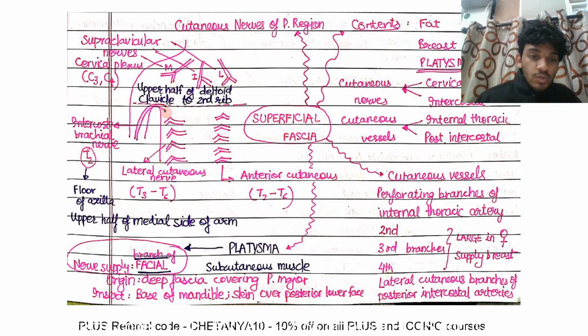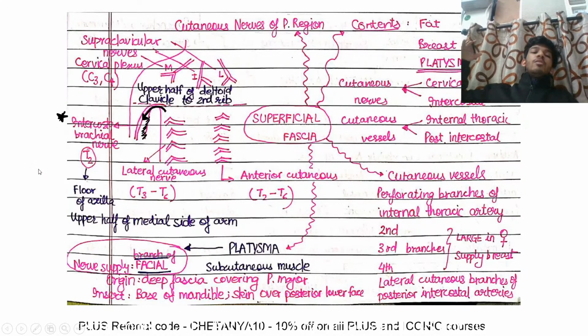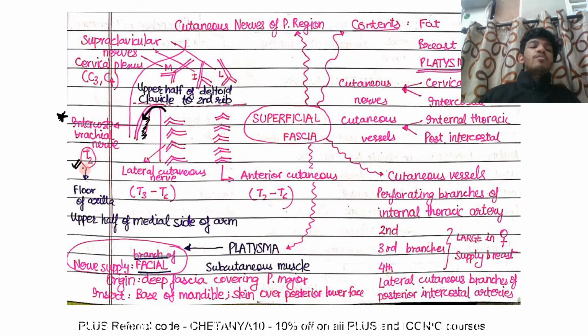And there's a nerve that goes from here and enters the floor of the axilla to supply some part of the floor of the axilla and the upper half of the medial side of the arm. That is known as the intercostobrachial nerve, because it is coming from the intercostals towards the arm. Its root value is T2. It is coming from T2. Alright, so that's about the cutaneous innervation.